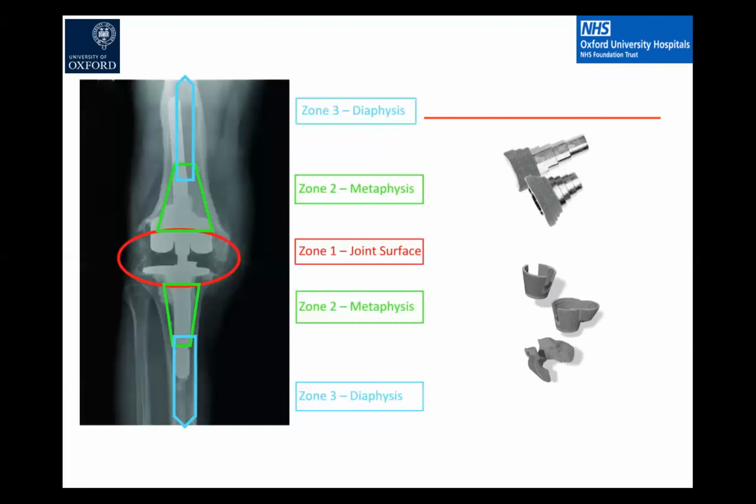In terms of fixation, there's a couple of concepts to be aware of. There are 3 zones within the knee: zone 1, the joint surface; zone 2, the metaphysis; and zone 3, the diaphysis. You can see in the blue, and there are various implant technologies out there, such as sleeves on the top here to cones in the bottom here, which allow you to adequately restore your bone stock.